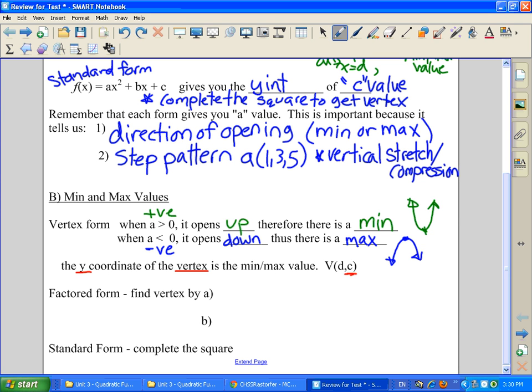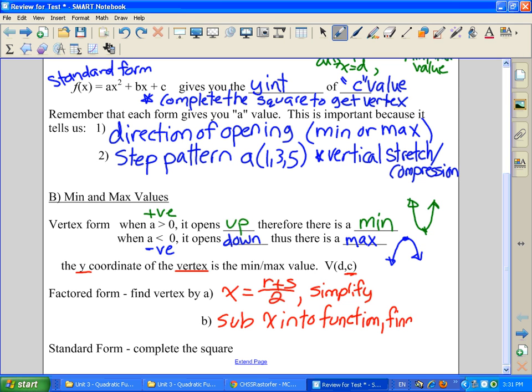If you're in factored form, to find the vertex, remember it says up there, you take x, which is r plus s divided by 2, and then you simplify it. And then your second step is to sub x into the function to find y. It's very important that you do that. That's why we wrote it down twice.